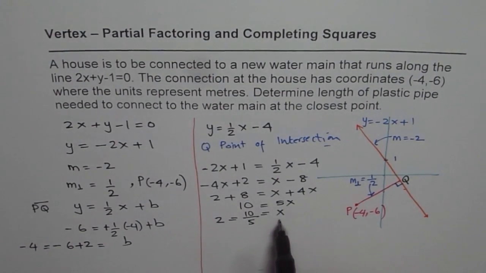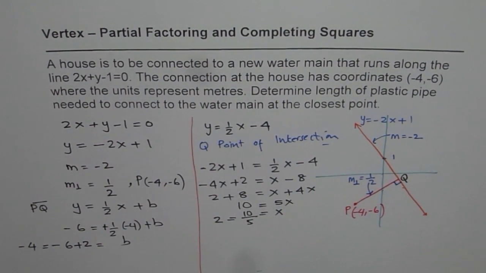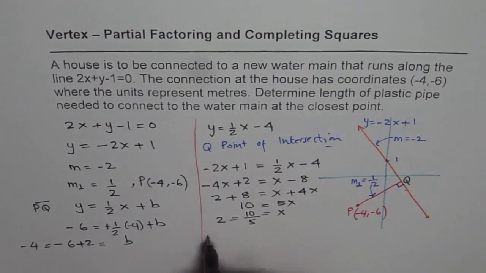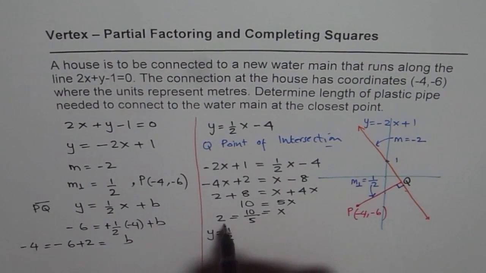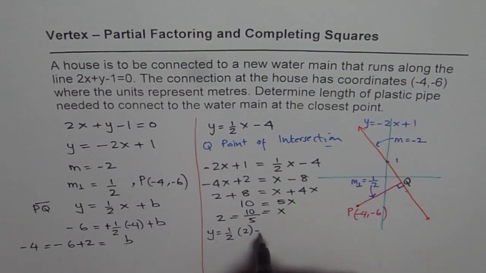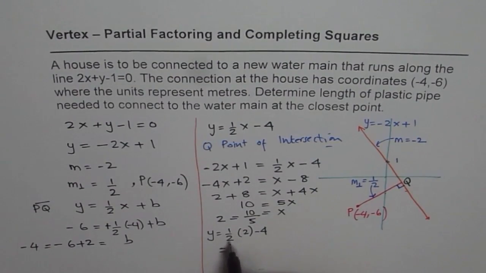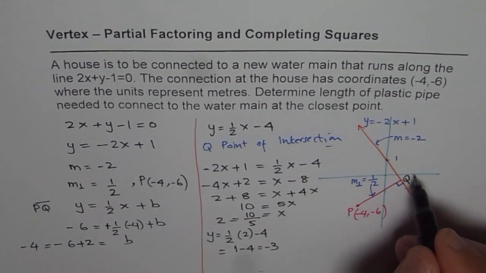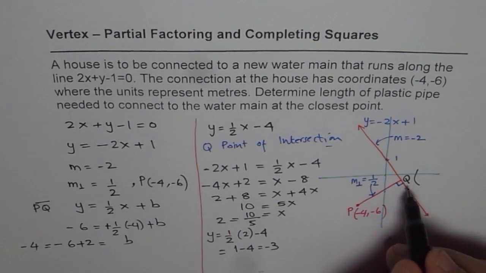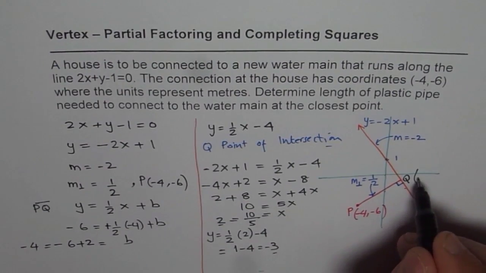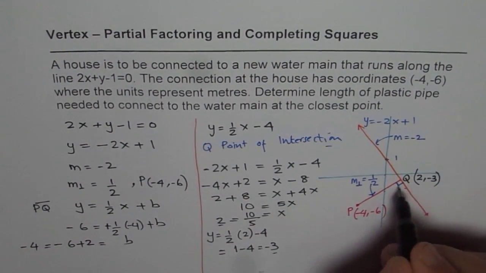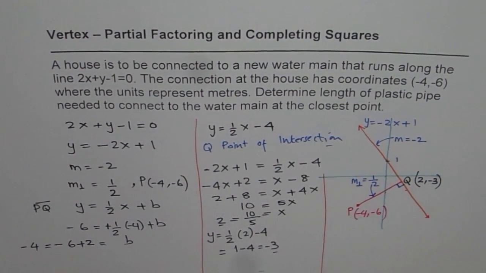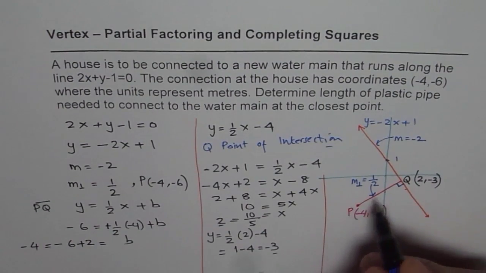So we get the x coordinate of point Q. To find the y coordinate, we can use our equation. So y equals half of the x value of 2, minus 4. That gives us half of 2 is 1, 1 minus 4, that is minus 3. So the coordinates for Q are x is 2 and y is minus 3. So it is (2, minus 3), correct? That is the point Q. Now we just need to find the shortest distance. That means we need to find the distance PQ, right?